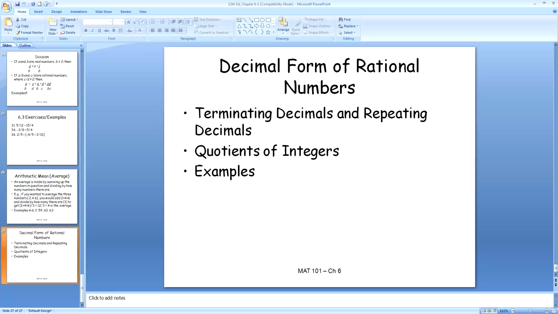We talked earlier about terminating decimals and repeating decimals with rational numbers. We've also talked about the quotients of integers being rational numbers. And we've provided some examples, but the book has some additional examples. Please take the time to review the book and email me if you have any questions.